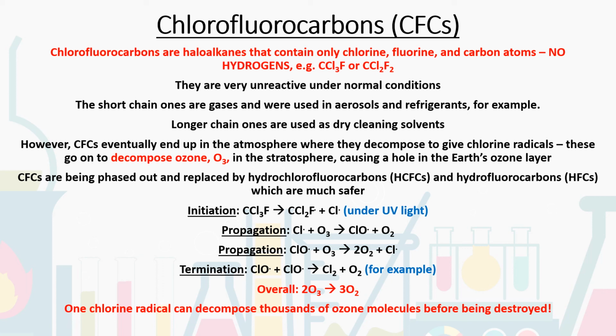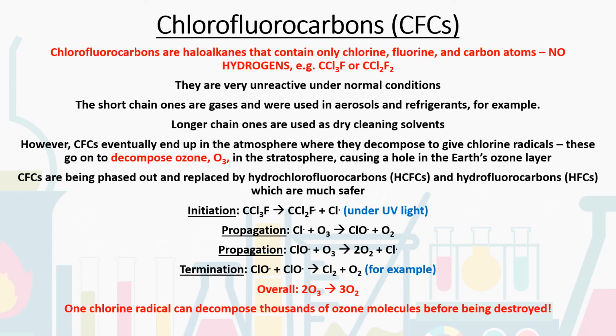Our initiation under UV light, remember it's the UV light component of it that causes this bond homolysis, breaks a carbon-chlorine bond. We form 2 radicals. The important one is the chlorine radical. This goes on in our first propagation step to react with ozone. This abstracts essentially one of the oxygens from ozone to make ClO as a radical and oxygen. Remember, it's always radical plus stable molecule gives you radical plus stable molecule.